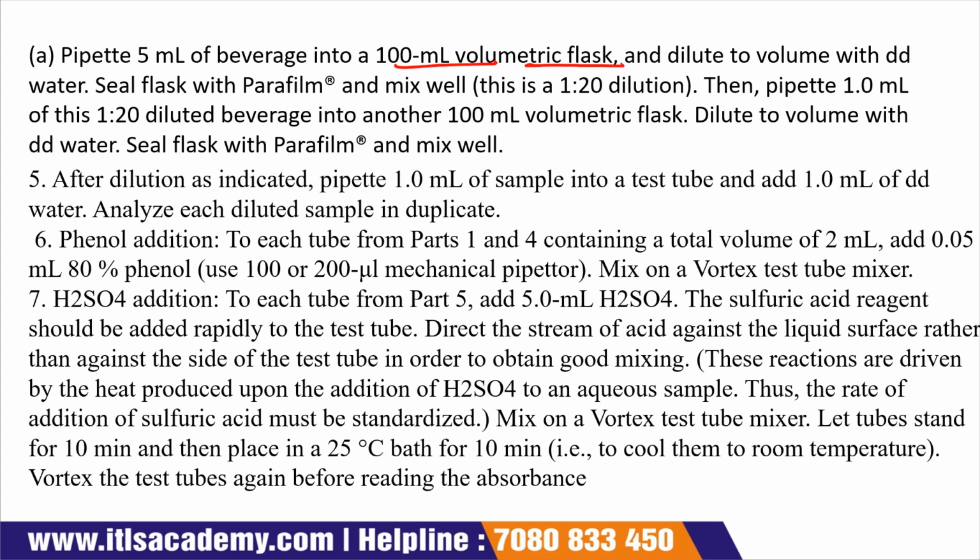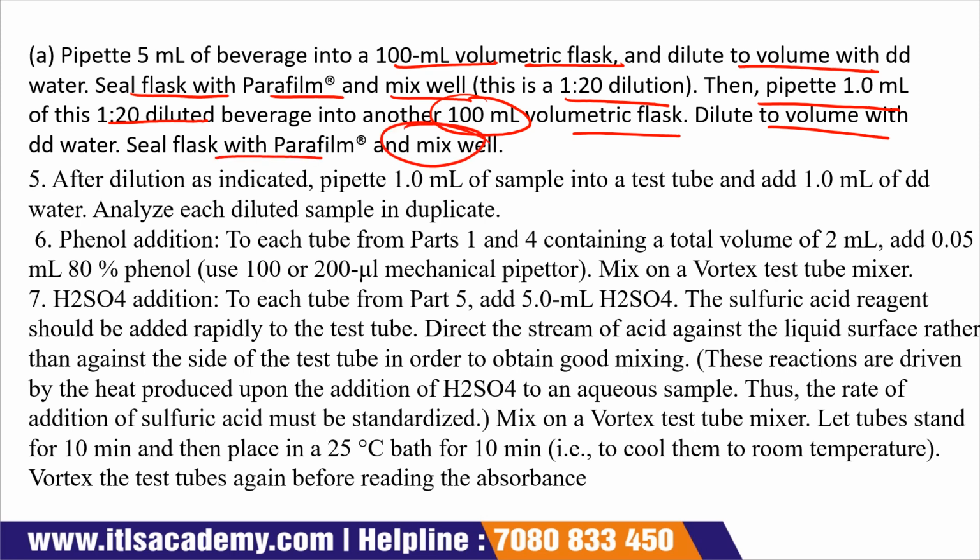Now the next one: pipette 5 ml of beverage into a 100 ml volumetric flask and dilute it with deionized distilled water. Then we seal it with paraffin and mix well. The dilution is 1 is to 20. Then pipette 1 ml of the 1 is to 20 diluted beverage into a 100 ml flask.